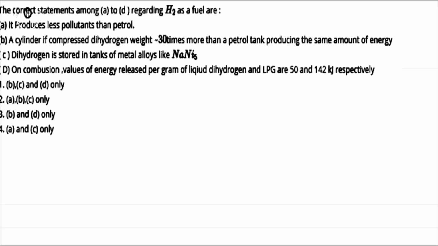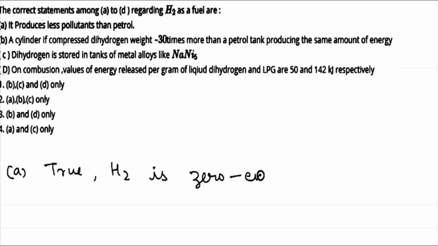Hello, the question says: the correct statements among A to D regarding H2 as a fuel are. So we have 4 statements A, B, C and D, and we need to find which statements are correct. Let's analyze all statements one by one. The first statement is that it produces less pollutant than petrol. So our statement A is true because H2 is a zero emission fuel.